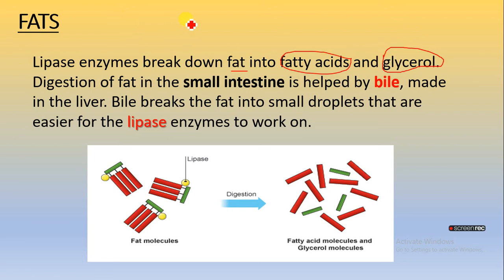So you find out that digestion of fat in the small intestine is helped by bile, which is made in the liver and stored in the gallbladder. So bile breaks down fat into small droplets that are easy for the lipase enzyme to work on. So you find out that these are fat molecules, and the lipase enzyme will now break this bond here called ester bond that holds these molecules together to form fatty acid and glycerol. That's it.